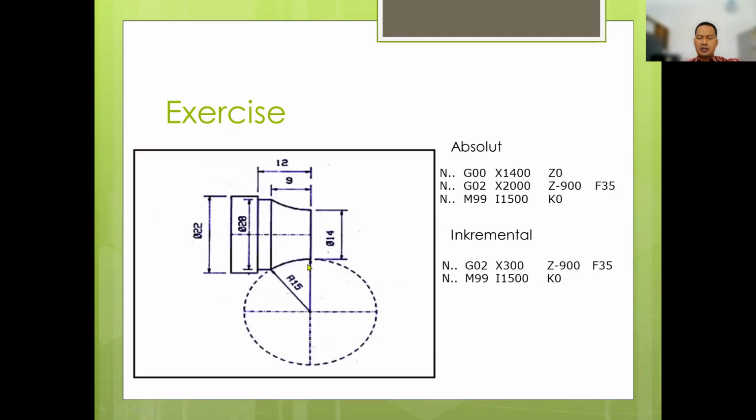This is the starting point, and the end point is here, and the center of the circle is here with the radius 15. Then we can write the number of block, and then G02 and X is a diameter. This is the diameter 20.